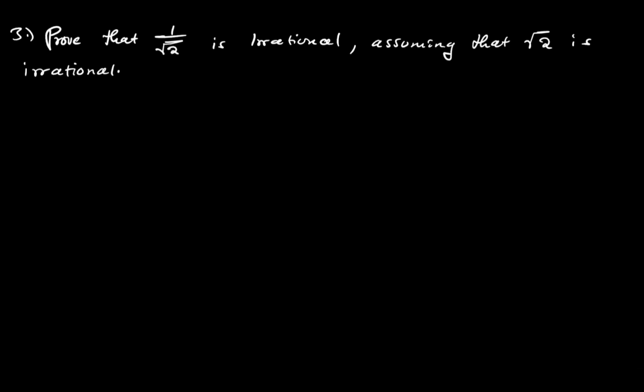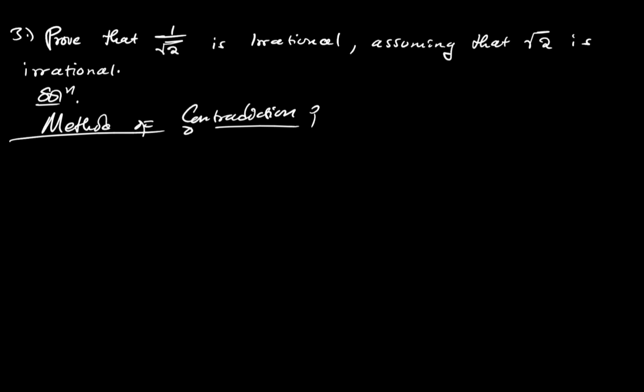We've been told to prove that 1 over root 2 is irrational, assuming that root 2 is also irrational. So here basically what we'll do is the same thing. Remember, give the statement. What method am I using? You say method of contradiction. So now with this method, I can assume the opposite. So now I will assume that 1 over root 2 is rational.